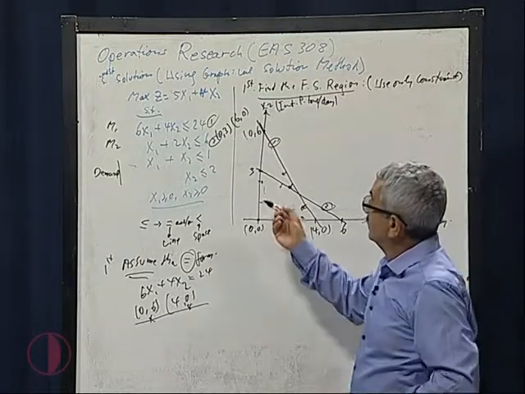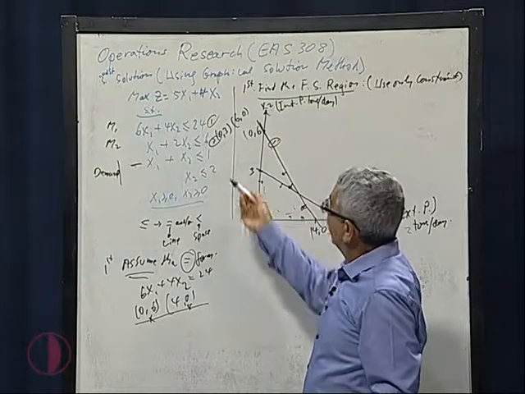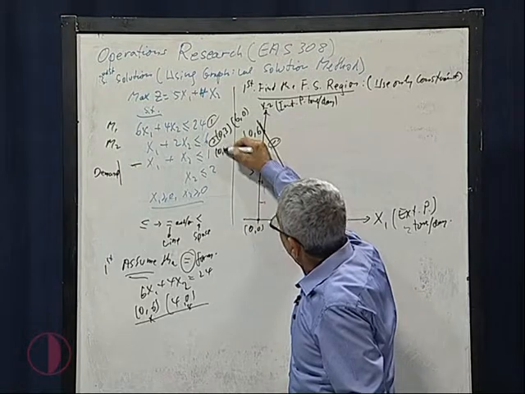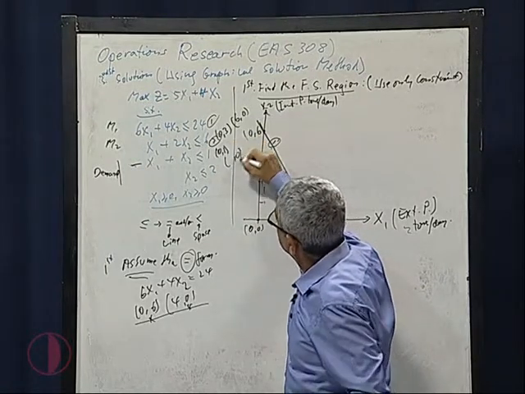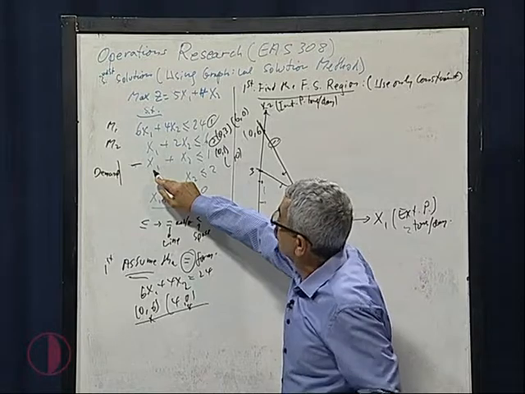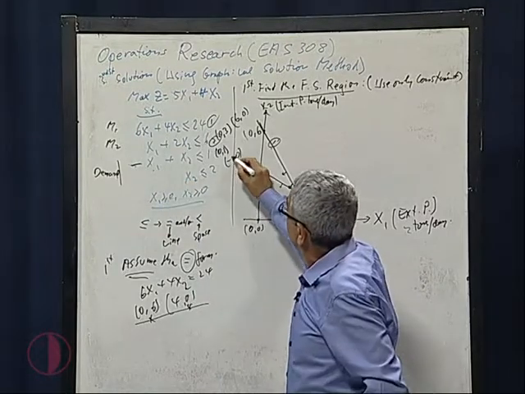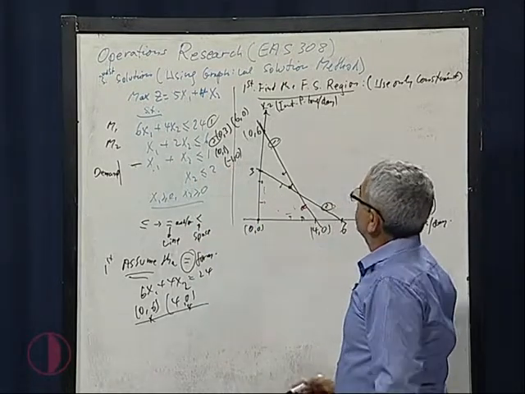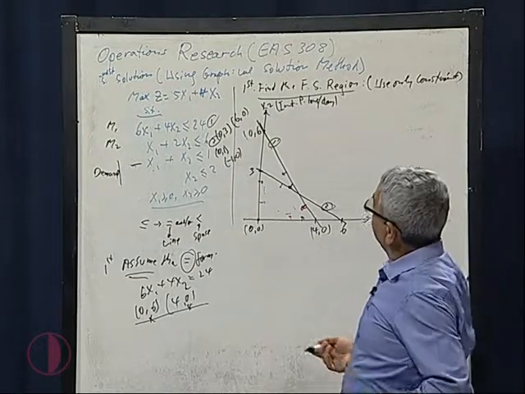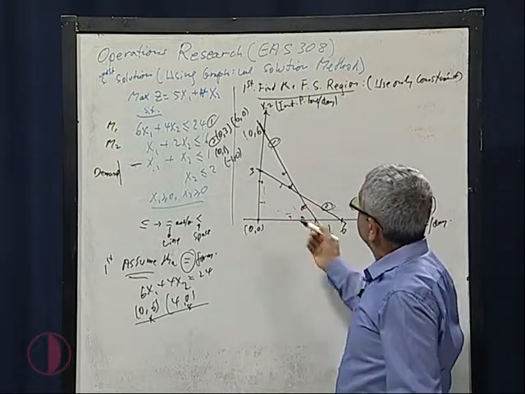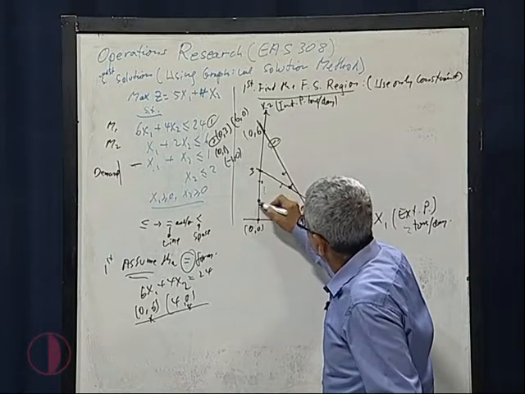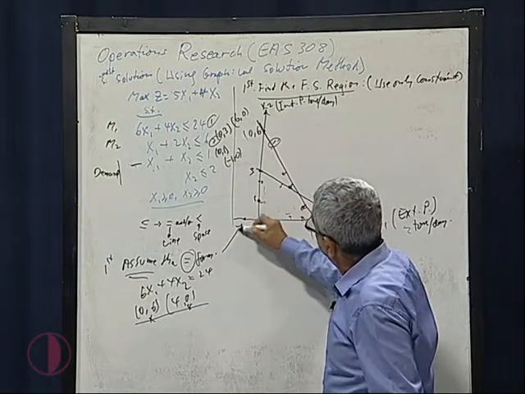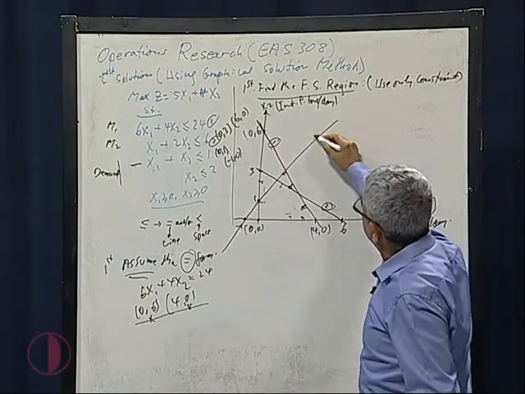This one, minus x1 plus x2 equals 1. If x1 is equal to 0, x2 will be equal to 1. If x2 is equal to 0, x1 should be equal to minus 1, because minus 1 multiplied by minus becomes plus and equals 1. So (0, 1) means over here, this is 1, and minus 1 means over here, minus 1. Let's join these 2 points and continue it like that. This is the third constraint.